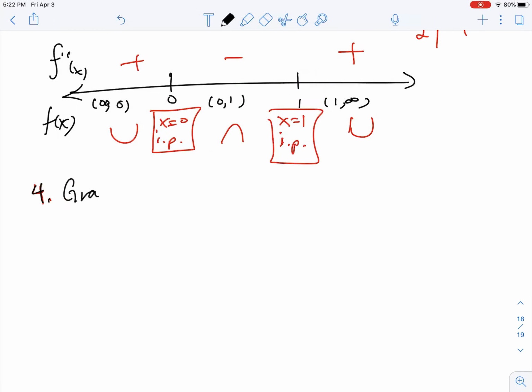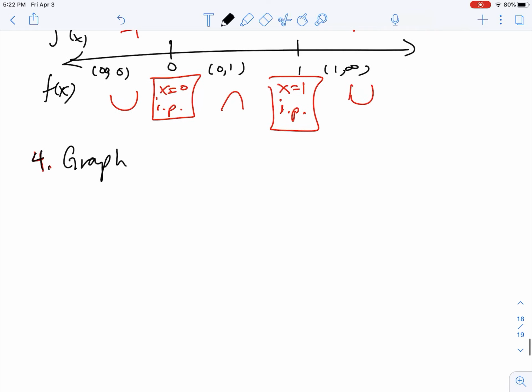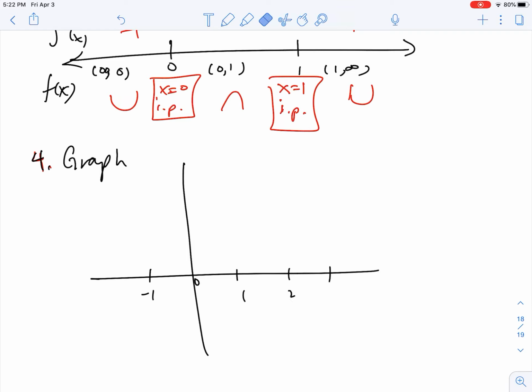My last step is we want to graph this function using the information that we have. Okay. So doing so, let me space this out a little bit. Let me just start over.